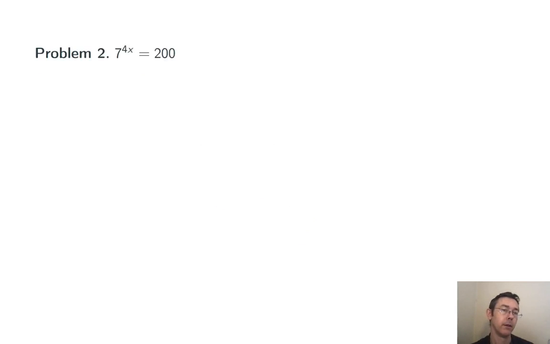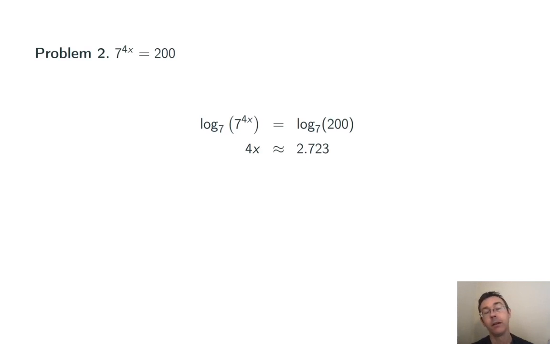Problem 2. 7 to the 4x equals 200. So this one I'm going to solve using the cancellation property. I'm going to take log base 7 of both sides to get rid of that 7 to the 4x. The log base 7 and the 7 to the power will cancel each other. On the left, I just get 4x because of that cancellation. And on the right, I get log base 7 of 200, which is 2.723 approximately. Dividing both sides by 4, I get the answer.